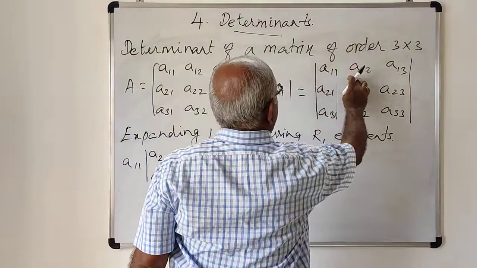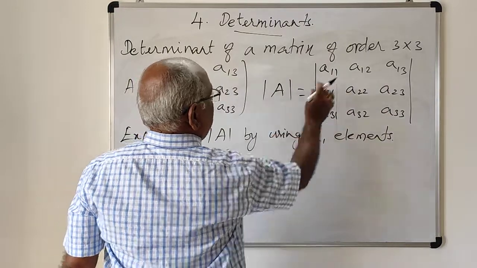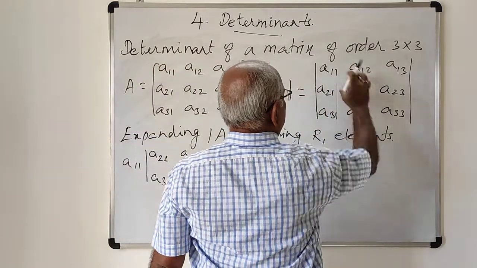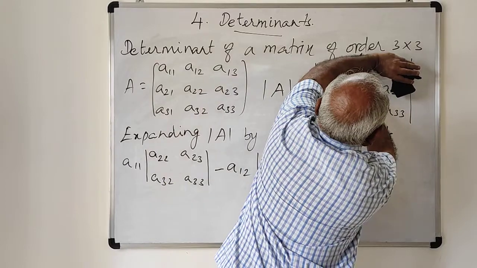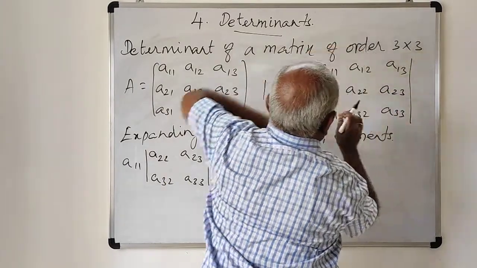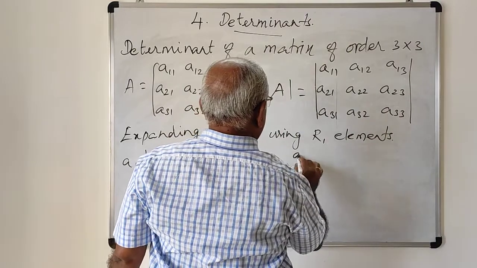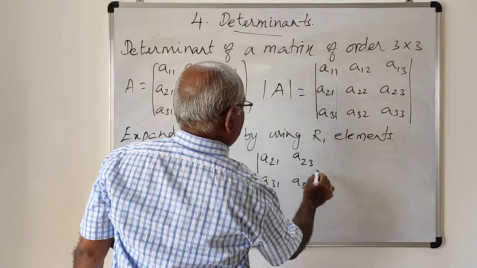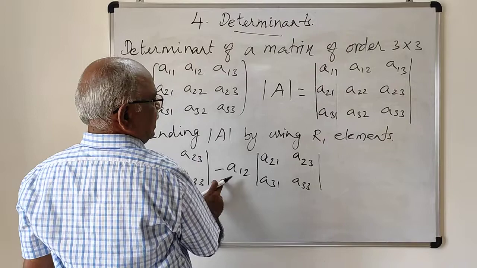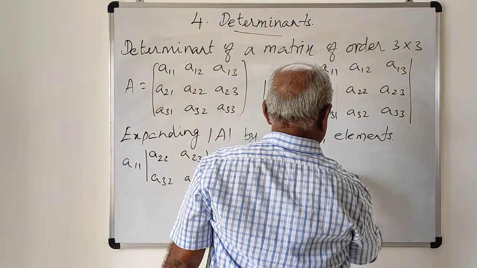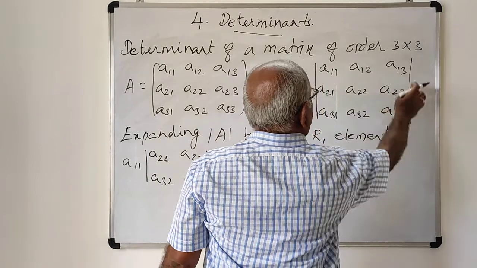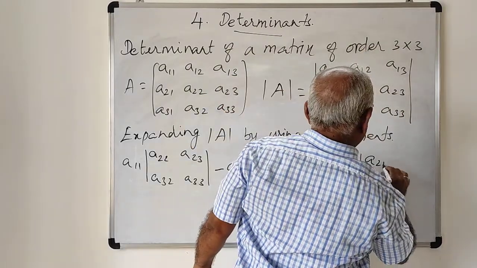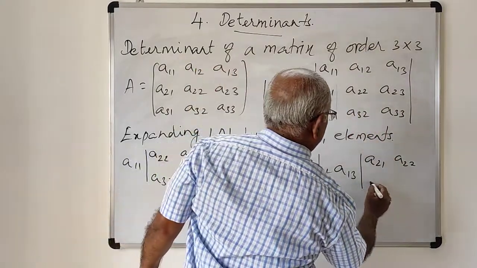Usually the second element uses a minus symbol: minus A12 into, like that you eliminate the column containing A12 and the row containing A12. You have a small determinant A21, A23, A31, A33. Next, first element plus, next minus expansion. After that it is plus A13 into, the column and row containing A13 eliminated, and you get a small determinant A21, A22, A31, A32.